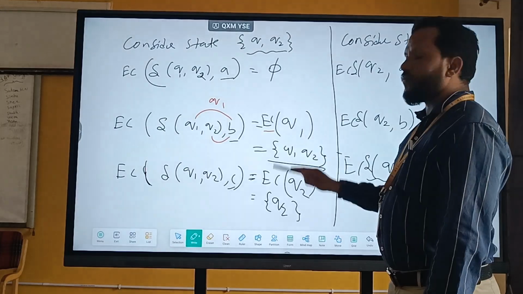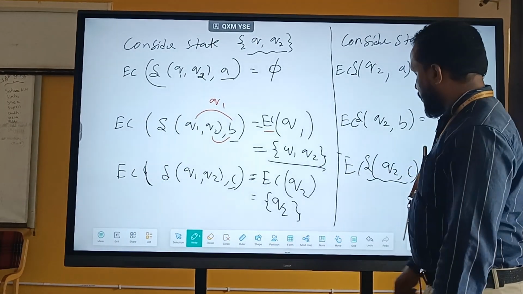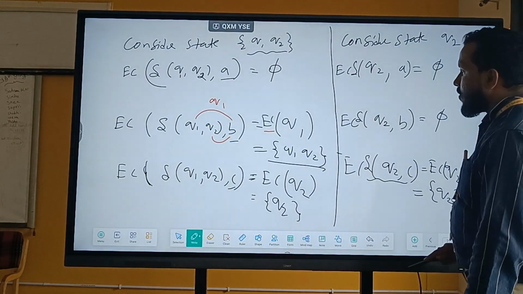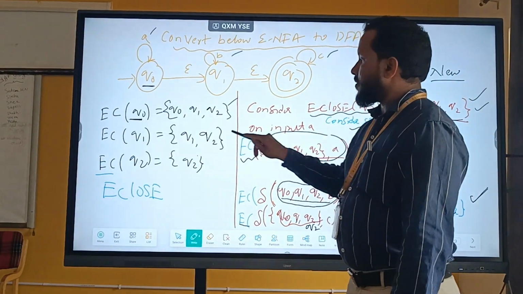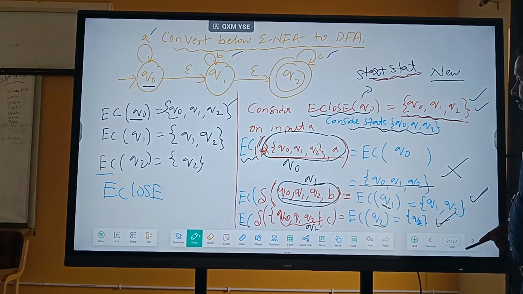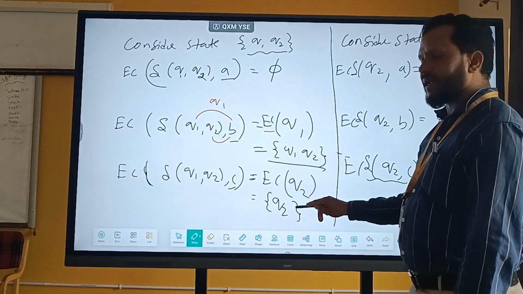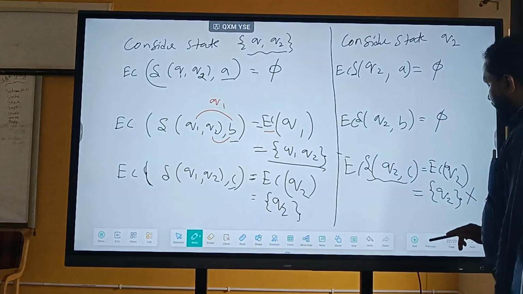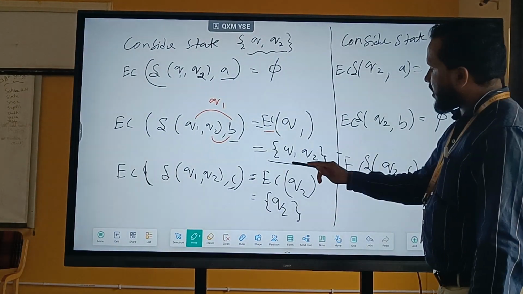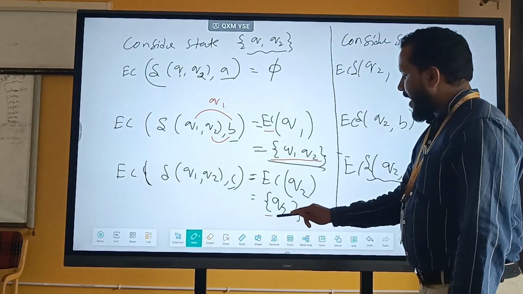Finally, we apply epsilon closure of Q1. What is the epsilon closure of Q1? We already found out. Same thing we apply for this. What we get? We get Q2. After that, what are the states we got? Here we got the states Q1 and Q2, and Q2.